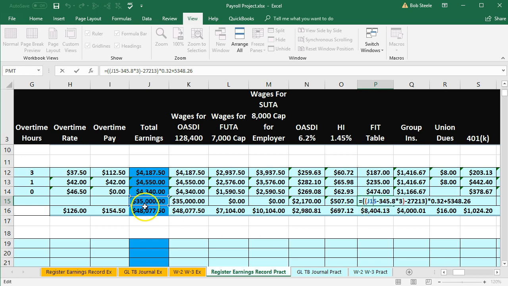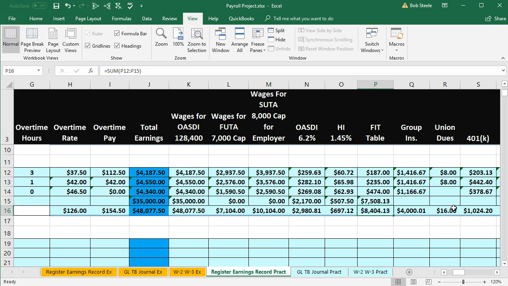So what we're taking is this 35,000 minus the exemption amount of 345.8 times 3, because there's 3 exemptions. So because of the order of operations, it's going to multiply first and then subtract. And then it's going to take this bracketed number, whatever we get there, and say that's minus the floor number, 27,213. And then that's going to be really the number we calculate this whole thing at the highest bracket of 32% times 32%, then plus the 5,348, all other brackets added up. So that's going to be that number.